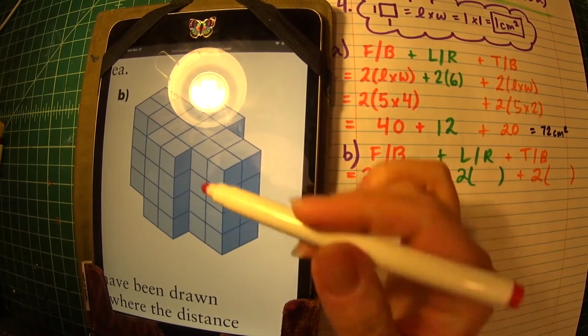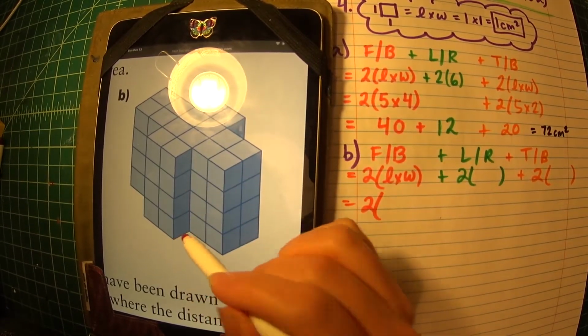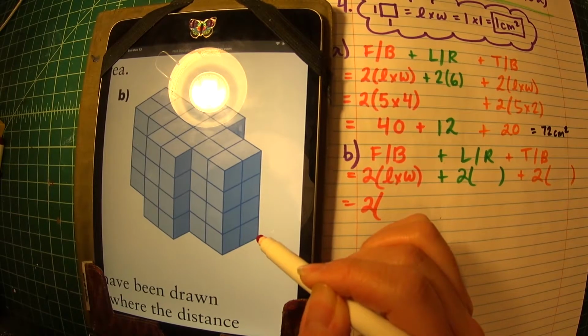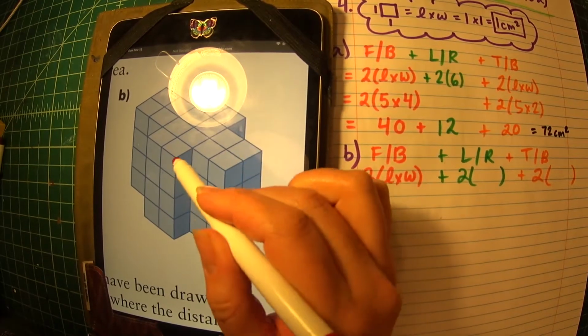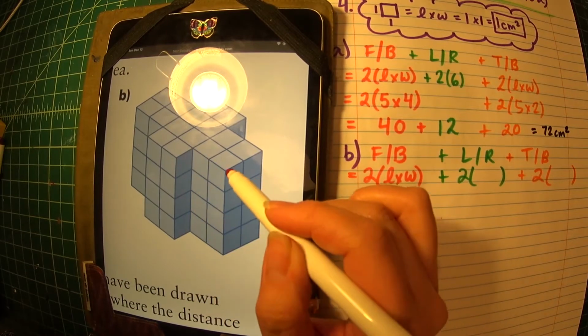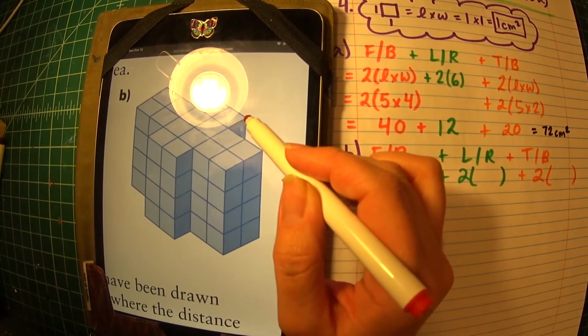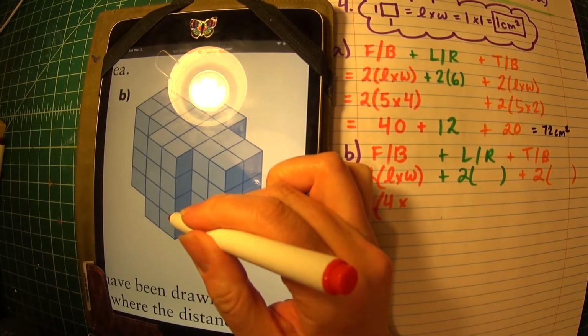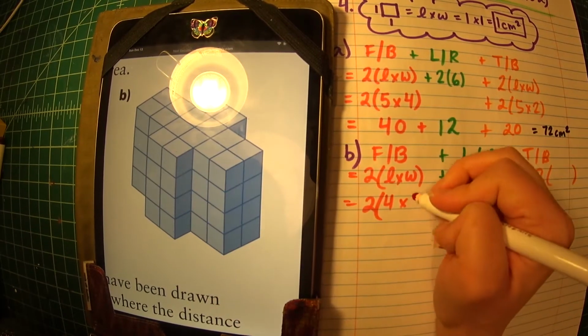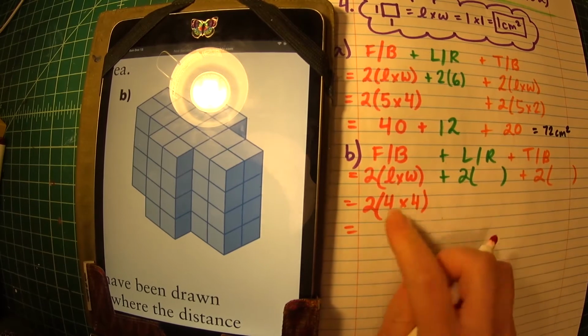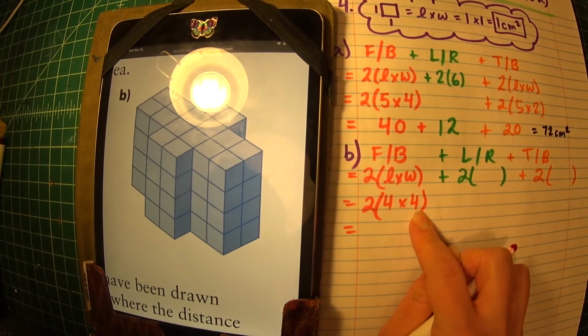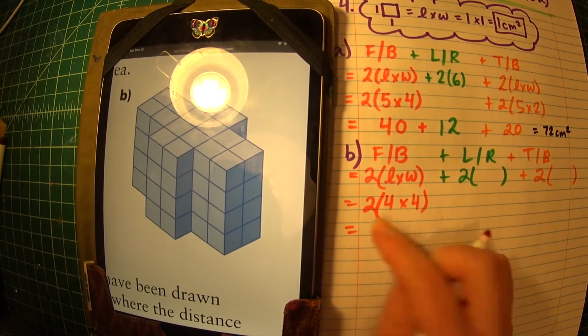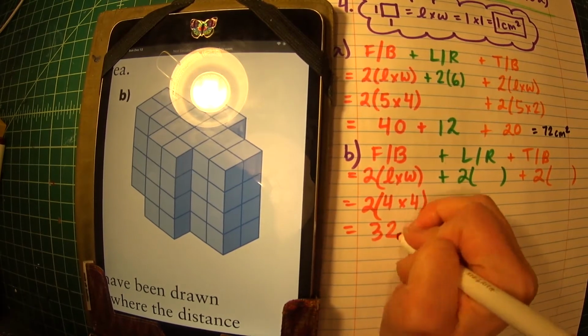So my length would be 1, 2, 3, and then 4, right? I can count up here too. 1, 2, 3, 4 units across. My width right here, 1, 2, 3, 4 units. 4 times 4 is 16, and 16 times 2 would be 32.